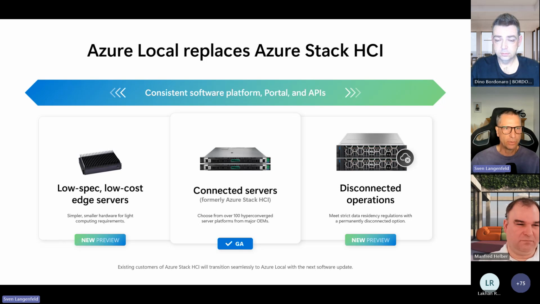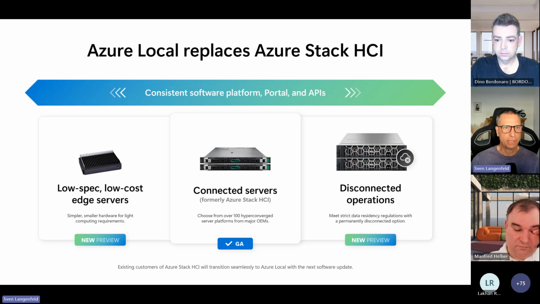How can I test it? How can I get access? To be crystal clear, these are all previews. Some of them are private previews, so you do not have any access so far. Some of them are in a public preview. But I expect that we will have the low-cost, low-spec solution coming to GA, I think this summer. This is what I expect.